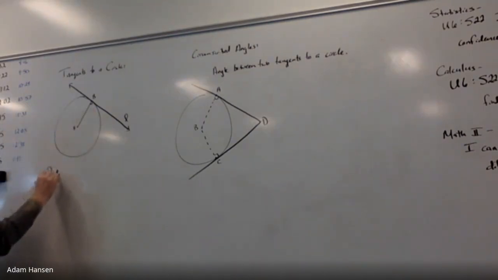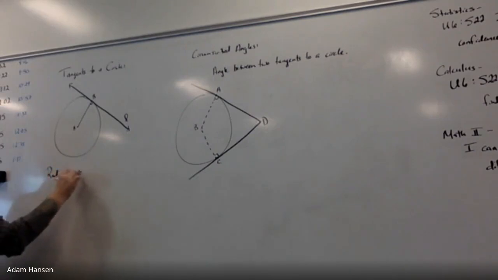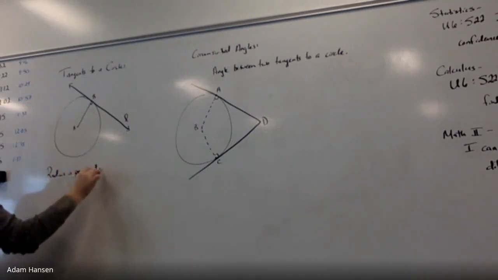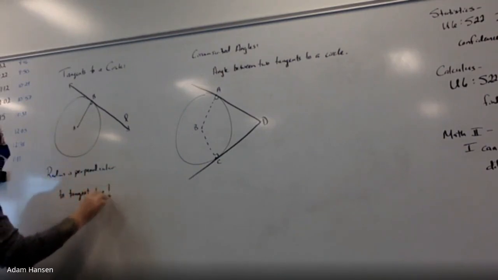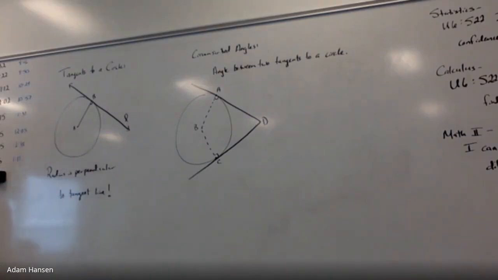Radius of the circle is perpendicular to a tangent line. If it wasn't perpendicular, it wouldn't be a tangent line. It would either cross through not at all or twice.